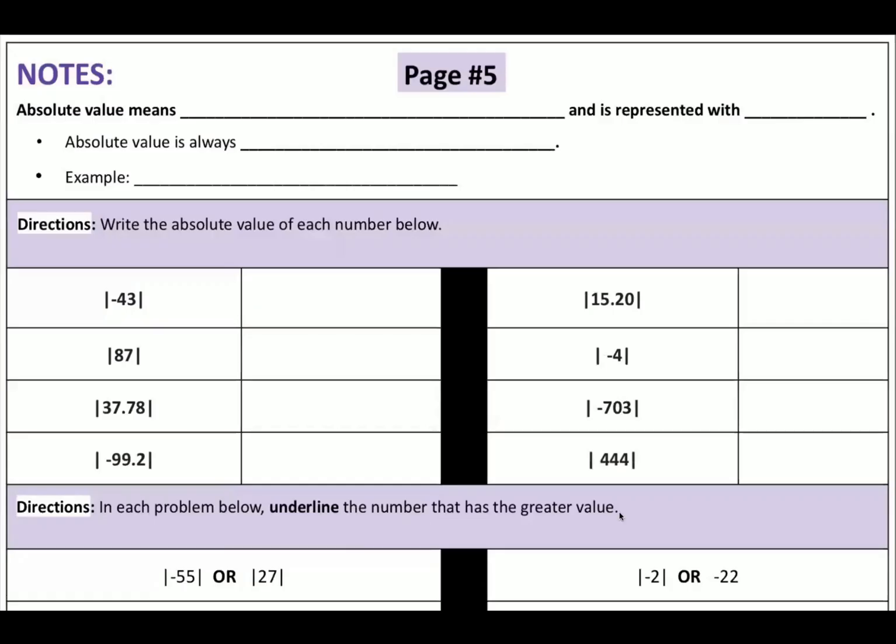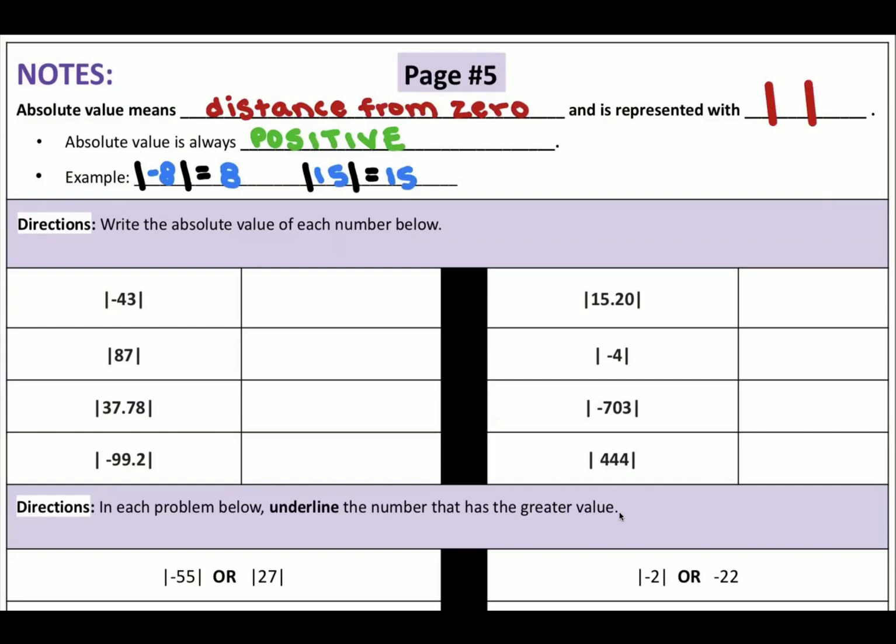Let's take a look at the notes at the top of page 5. Absolute value means distance from 0 and can be represented with these lines. Absolute value is always positive. So the absolute value of -8 is +8. The absolute value of +15 is +15. Absolute value is always positive and means distance from 0.